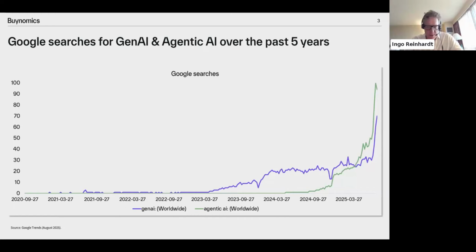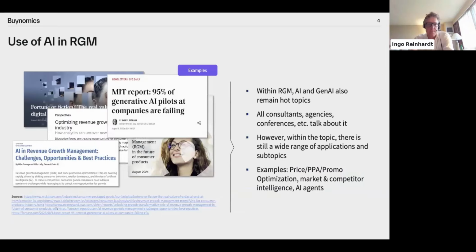And if you're in the topic here, I think that kind of makes sense because of the potential that it has. I think what's interesting, when we added the Agentic AI curve, is that you would expect it to be less relevant, but at least that was my expectation. But it has recently this year really passed in searches the GenAI topic. So at the moment, it seems to be the more relevant topic. And this is also why we want to put the focus there and really discuss the potential for us in RGM of the topic. So let's focus a bit more on RGM.